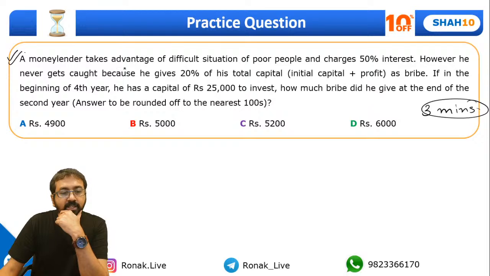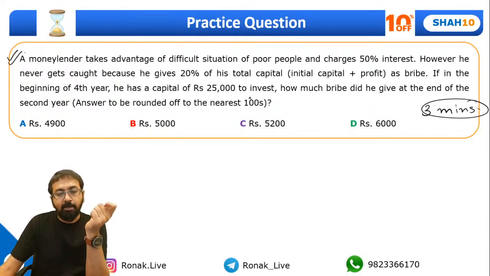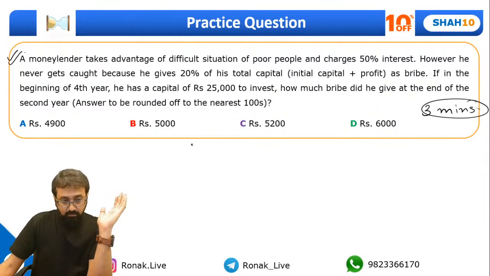So a money lender takes advantage of difficult situation of poor people and charges 50% interest. However, he never gets caught because he gives 20% of his total capital, initial plus profit, as bribe. If in the beginning of 4th year he has a capital of 25,000 to invest, how much bribe did he give at the end of 2nd year? Guys, suppose he had 100x rupees.